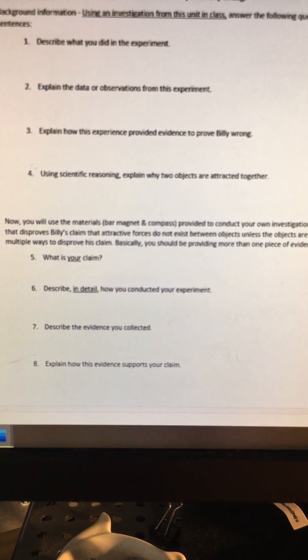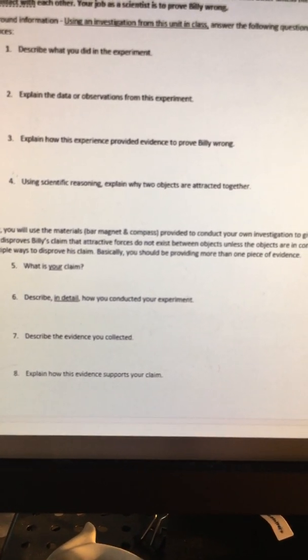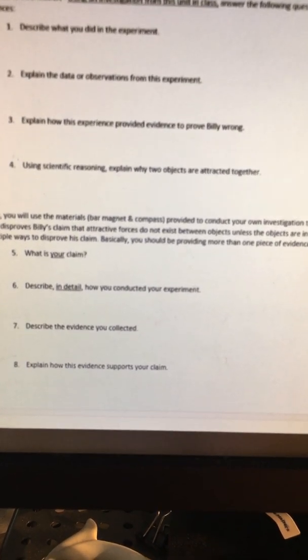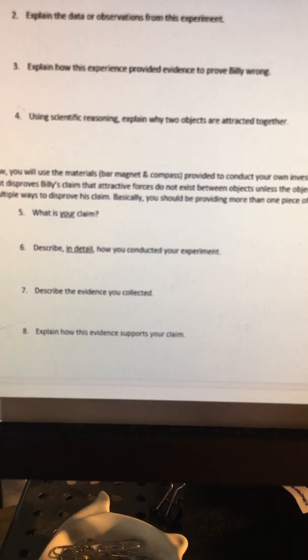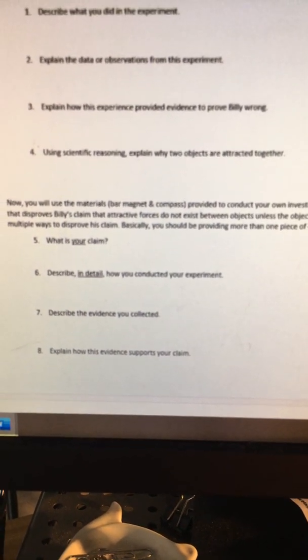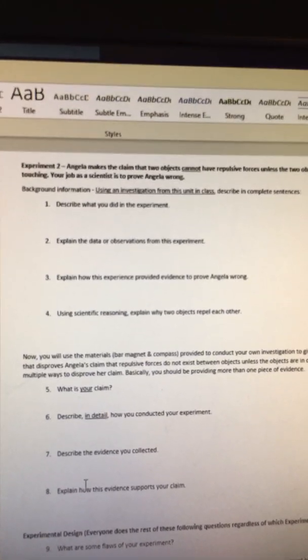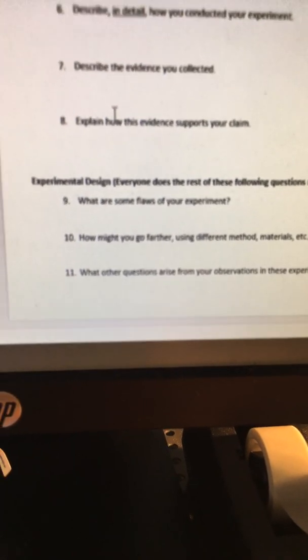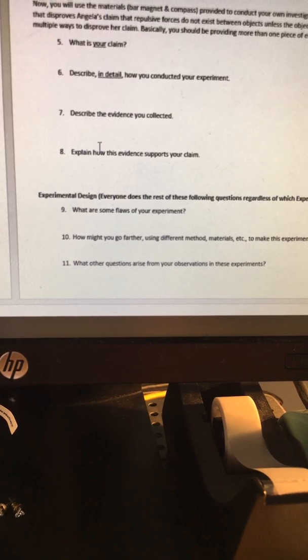Describe the evidence you collected, so what kind of data or observations could you collect from that, and then explain how this evidence supports your claim. That's number 8. Okay, then like I said, you'll either do experiment 1 and or experiment 2, 1 through 8. Then everyone needs to do question 9, 10, and 11.